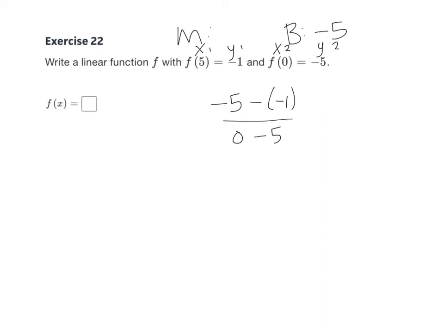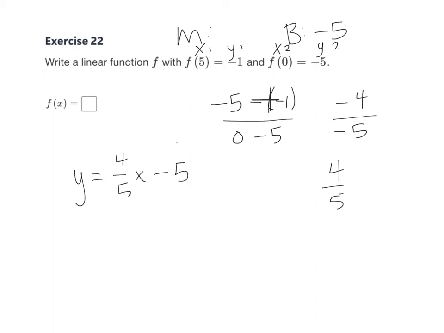Subtracting the negative, I'm going to change that into a big plus sign. -5 plus 1 would be -4. And 0 take away 5 is going to be -5. Negative divided by a negative is positive. 4/5. Our equation would be y equals 4/5 x minus 5.